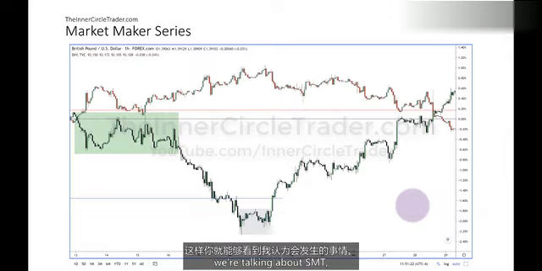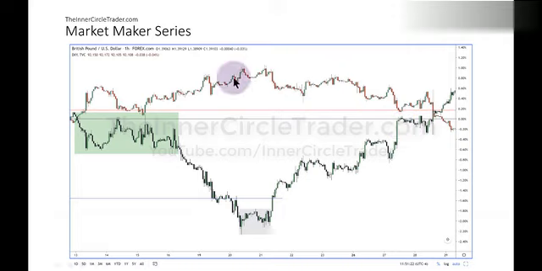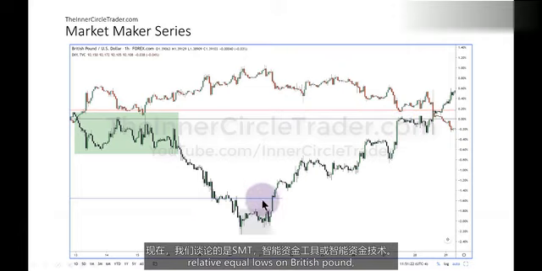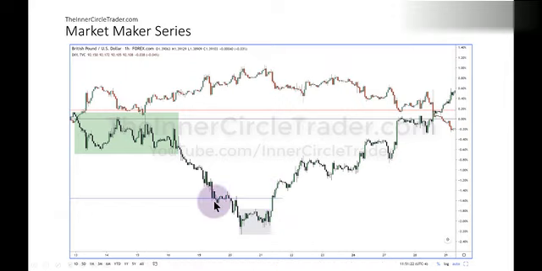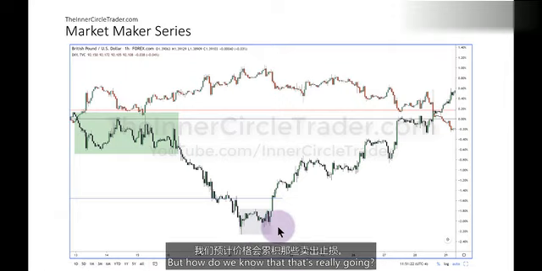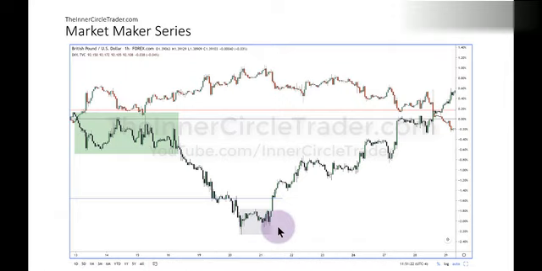Now, we're going to talk about SMT, Smart Money Tool or Smart Money Technique. When we were down below these relative equal lows on British pound, we're expecting price to accumulate those sell stops. But how do we know that that's really going on? How can we trust that? Well, bring in the dollar.